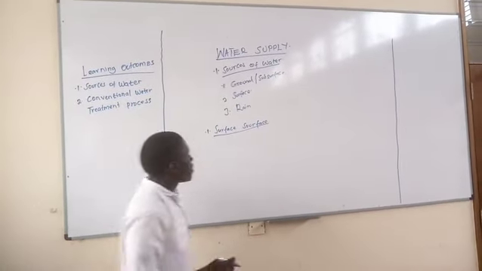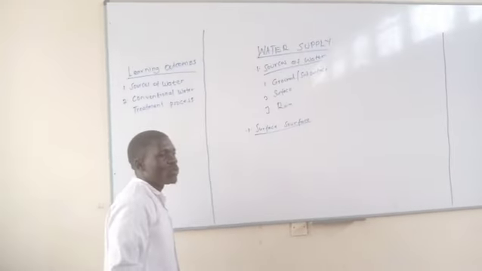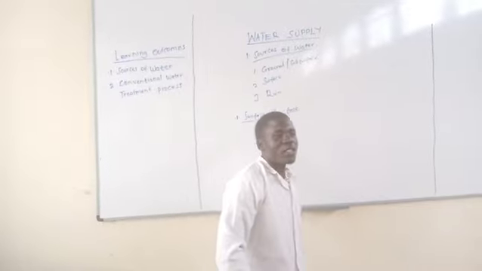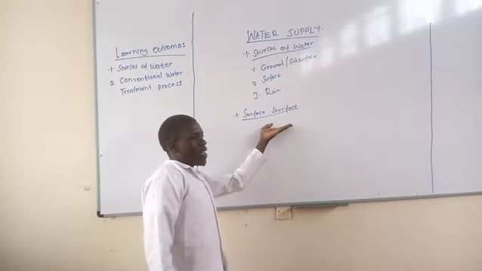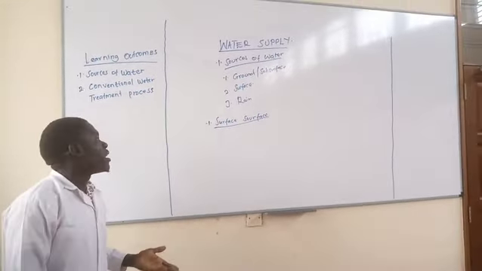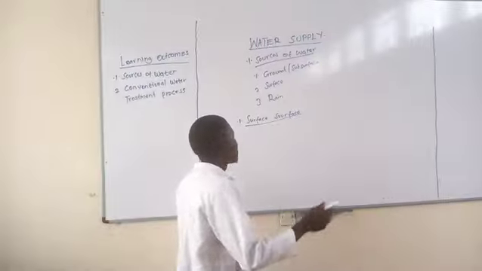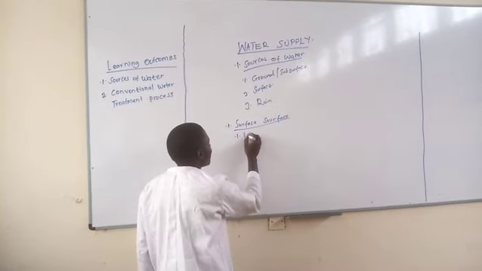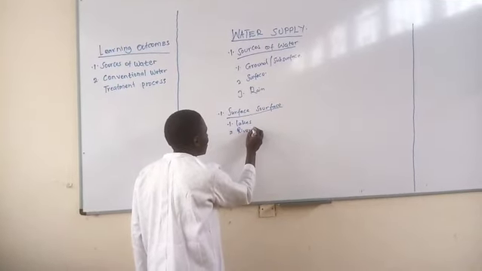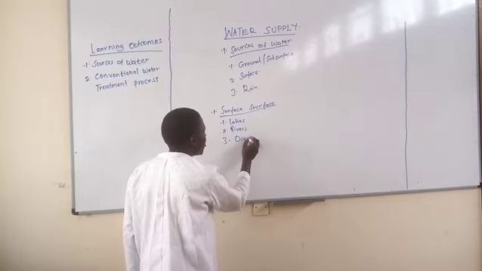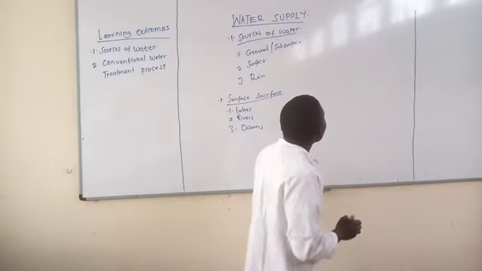Surface sources. What do you understand by surface sources of water? These are sources that are openly on the top of the Earth's crust. For example, lakes, rivers, oceans, and so on and so forth.